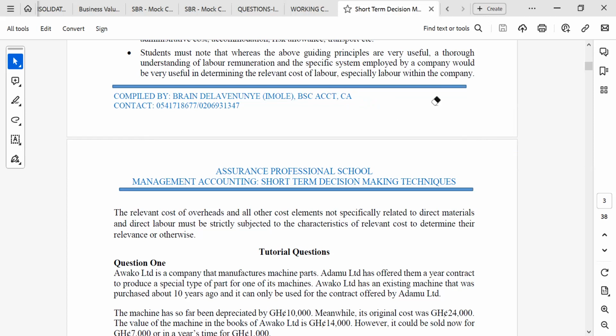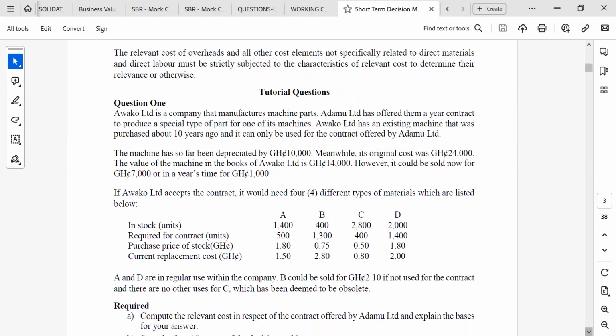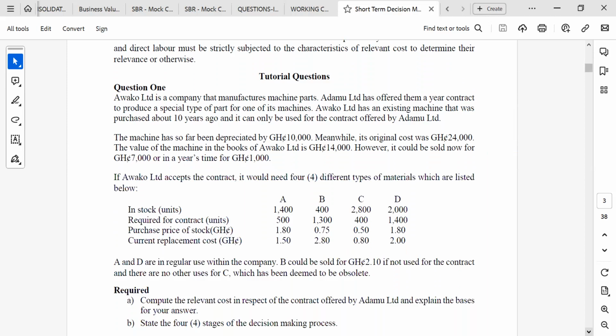Let's come to tutorial question 1. Tutorial question 1. Who is going to help us with the reading? Should I read or the woman should read? Our lady should read. Oh, wait for us. Okay.